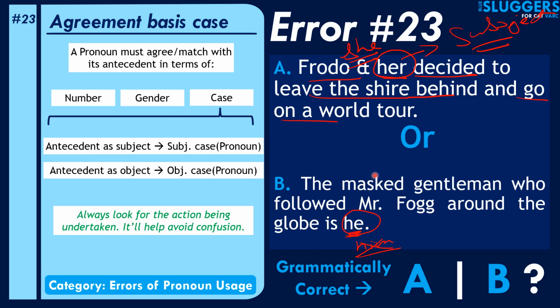So the pronoun is for the subject here, and hence it has to be the subject case of the pronoun. That's why it should be "he." See, that's why I've written here: always look for the action that is being undertaken, to help you avoid any kind of confusion. It will help you clarify things. So in this case, guys, A is incorrect, B is correct.